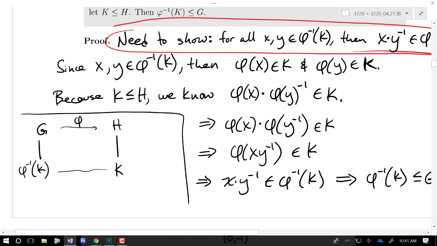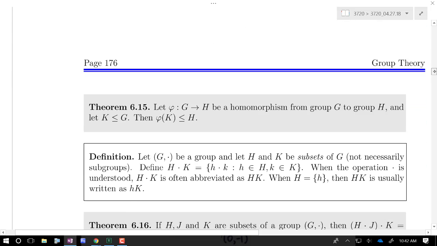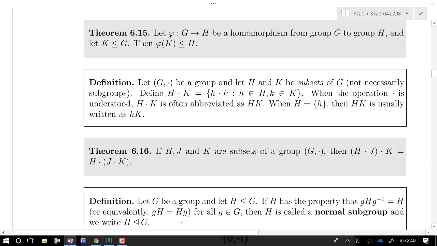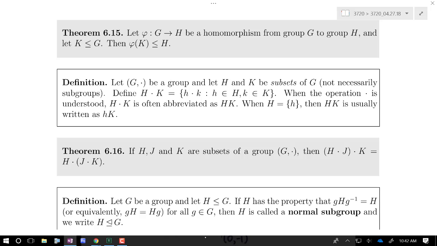But this works the same way. This works in the other direction, I should say. If I have a subgroup of G and I apply the homomorphism to it, then its image will be a subgroup of H. And that's what our next result says. We won't prove that one, but that's basically what theorem 615 says. If I have a homomorphism from G to H, and K is a subgroup of G, then phi of K will be a subgroup of H.